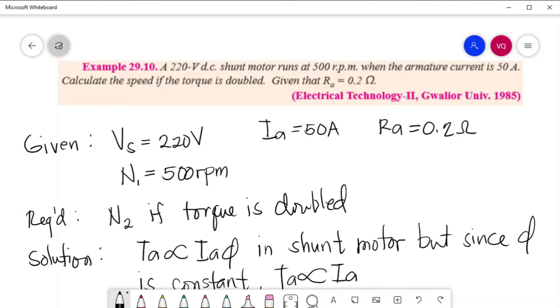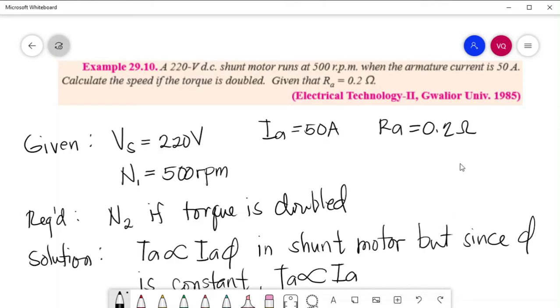Another example, a 220 volt DC shunt motor runs at 500 RPM when the armature current is 50 amperes. Calculate the speed if the torque is doubled, given that Ra is 0.2 ohm. So we have given, our source voltage is 220 volts, armature current is 50 amperes, armature resistance is 0.2 ohm, the speed is 500 RPM. So required is the speed if the torque is doubled.